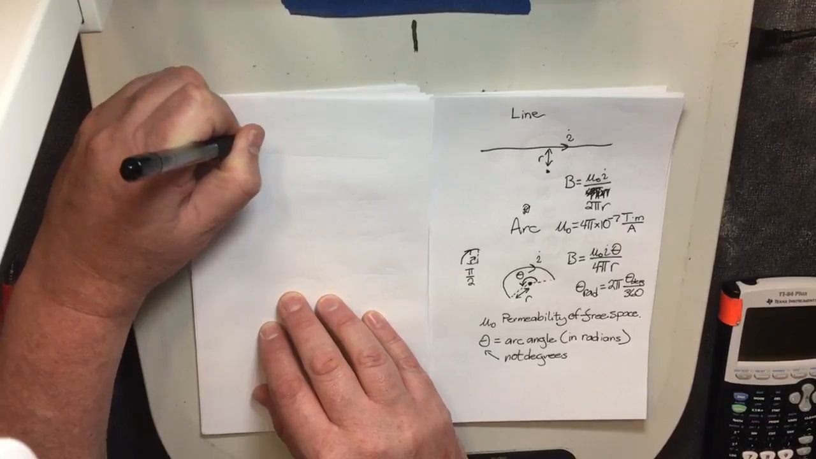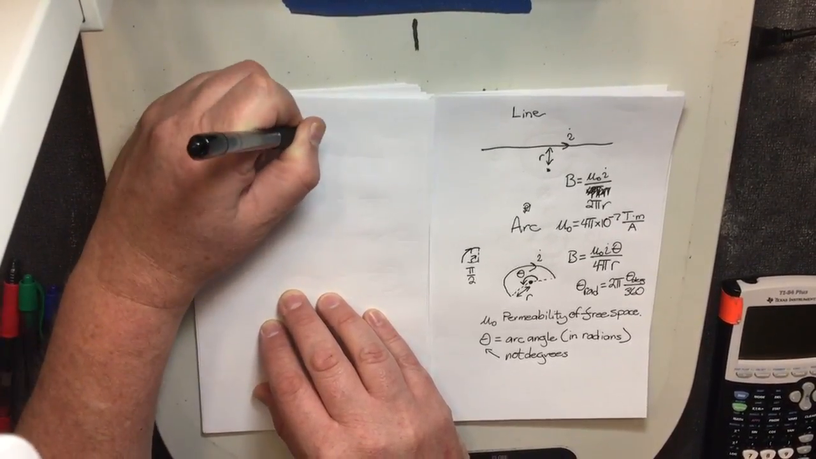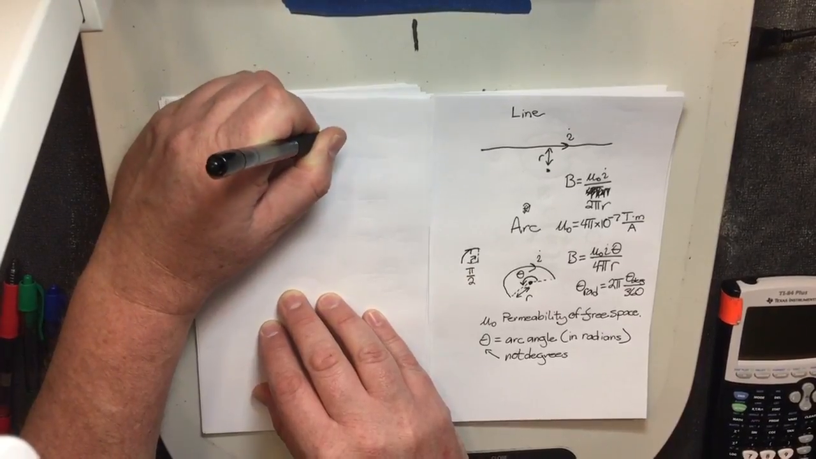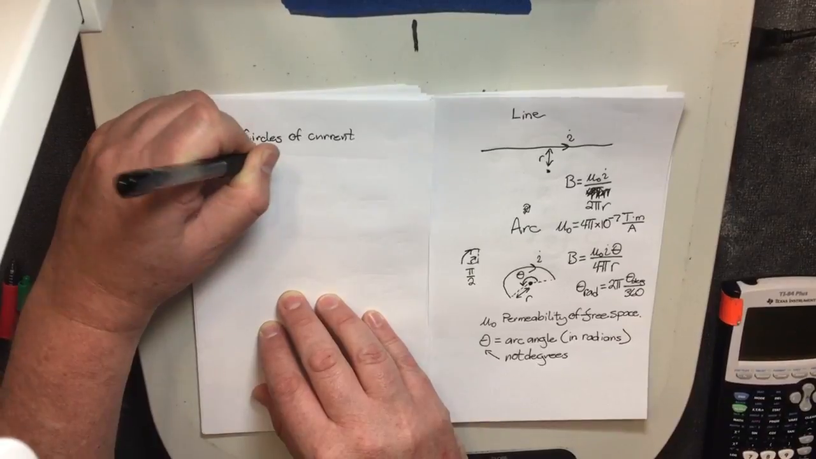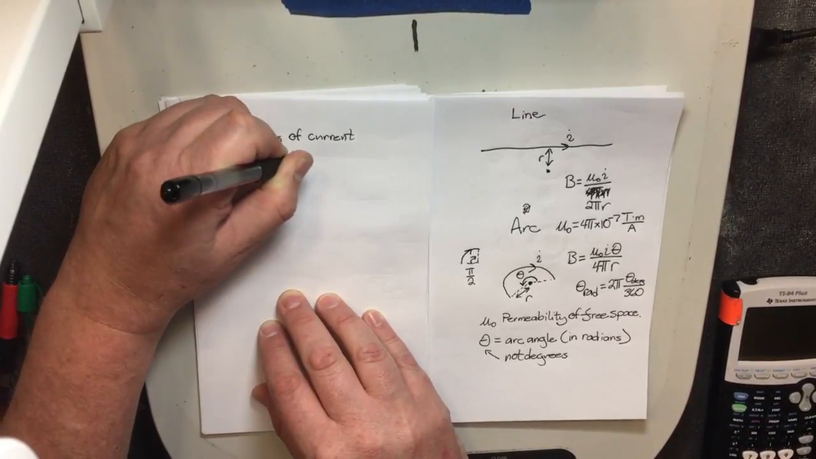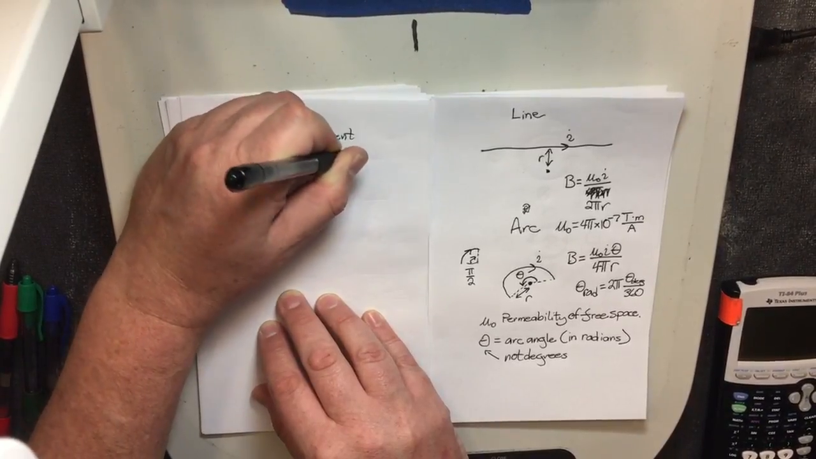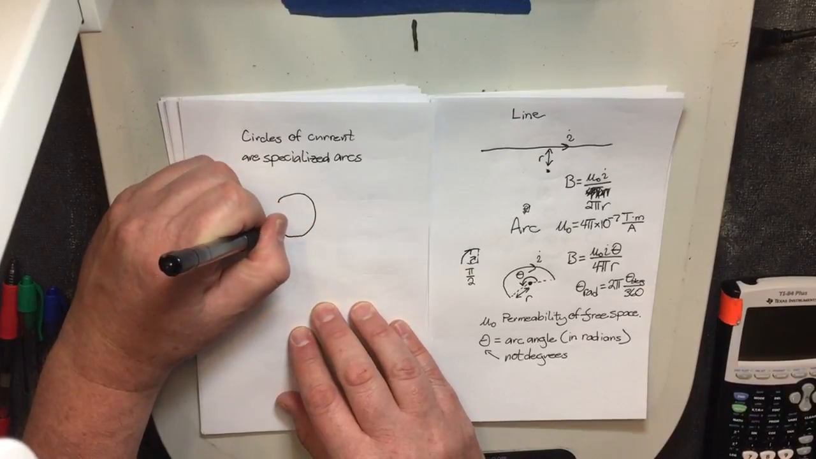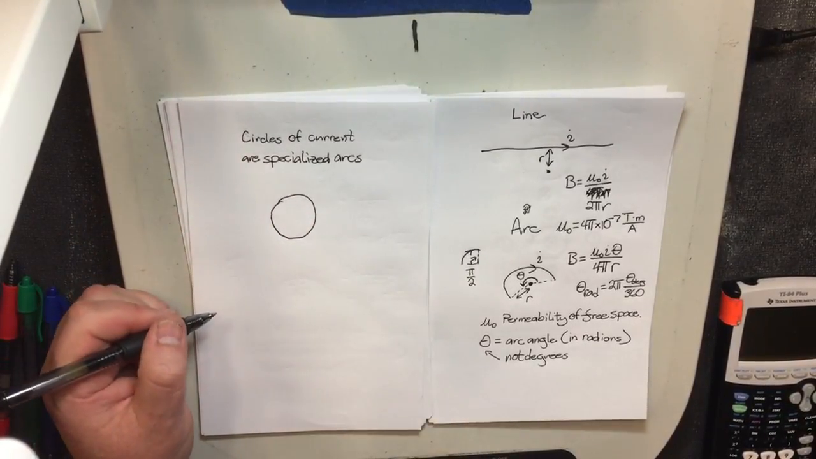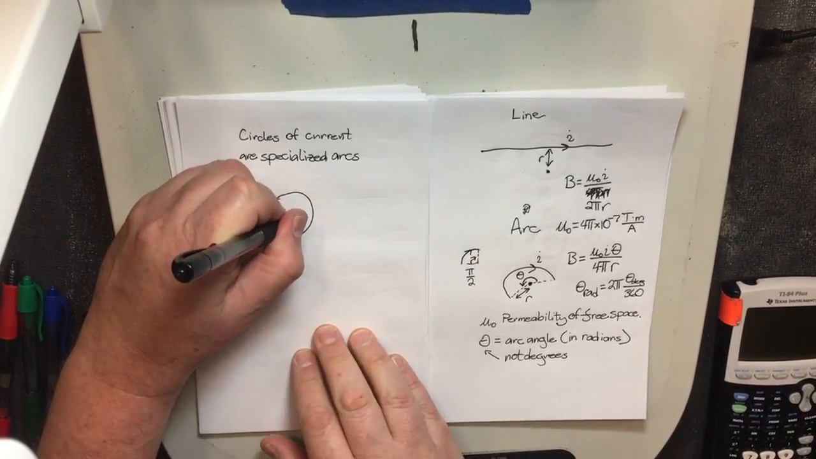Now, circles of current are specialized arcs. A circle is an arc. What is the theta of a circle? 2 pi. That's its arc.